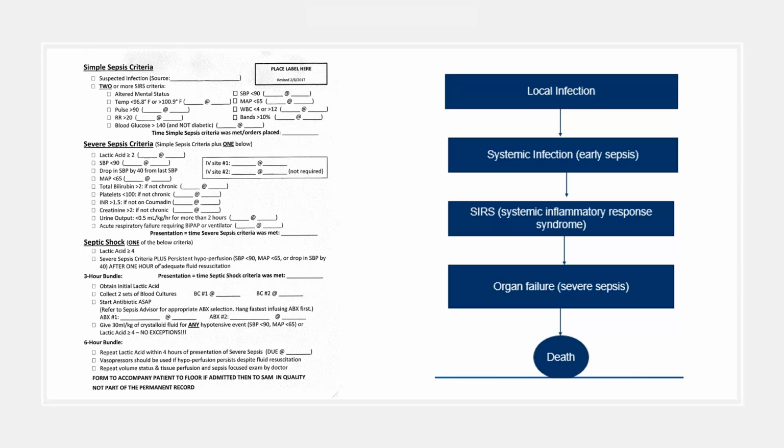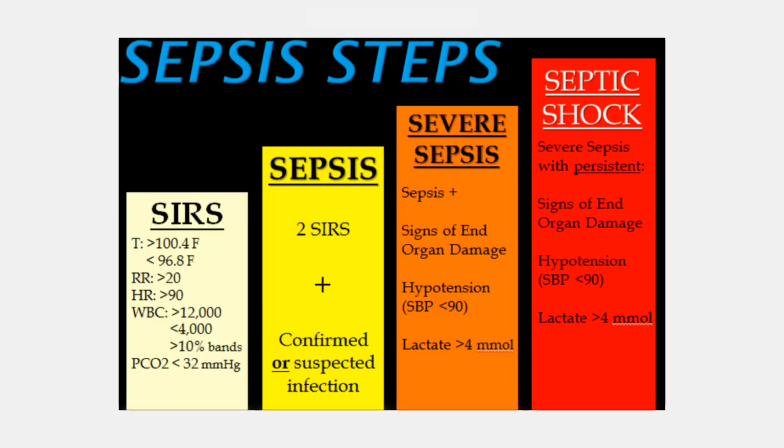So this is just an example of your sepsis criteria, and most hospitals in their EMR will send off an alert, hopefully, and you can't bypass it until you sign saying, I am aware that this patient has these abnormal findings and I have looked at them. So, local infection, systemic infection, early sepsis, SIRS alert, or your systemic inflammatory response syndrome, and then organ failure, and then death. We worry about that, that's why we have those SIRS alerts, to kind of protect.